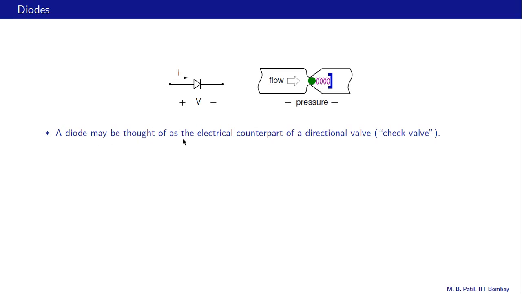A diode may be thought of as the electrical counterpart of a directional valve or check valve shown in this figure. So what do we have over here? We have a pipe, this one. Now this structure is attached to the inner wall of this pipe, and then we have this spring. The spring can get compressed or elongated in that direction, and then there is this ball. The ball can move in that direction. When the water pressure is positive, this ball gets pushed in that direction, and the water from here can flow around like that.